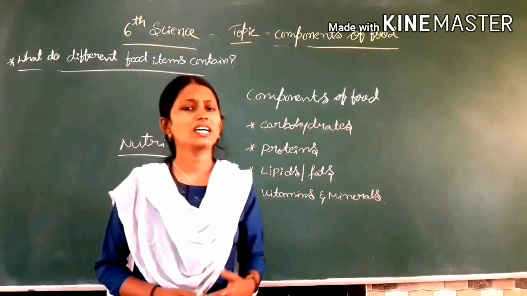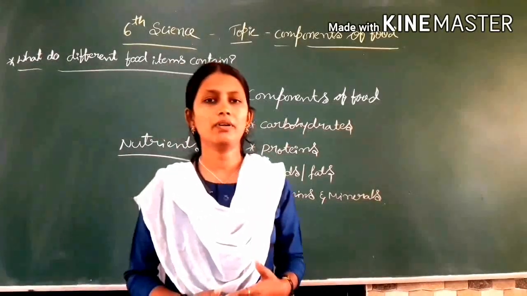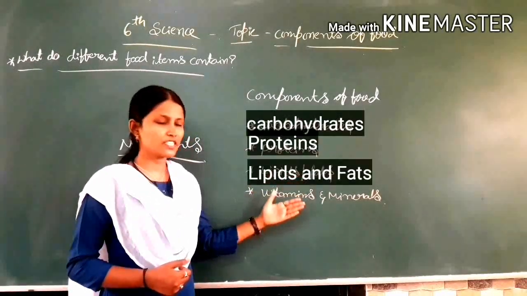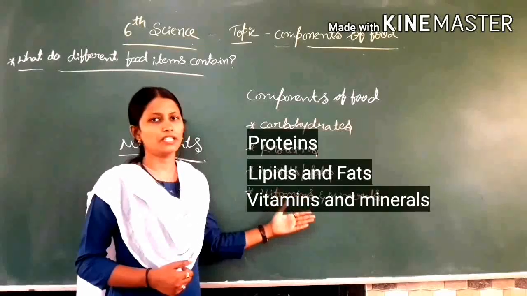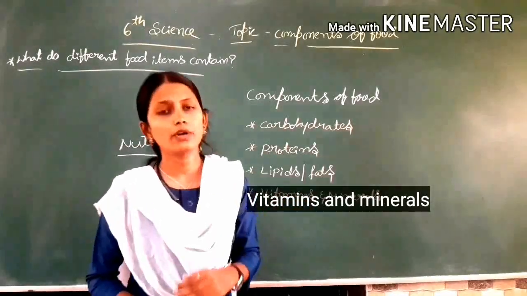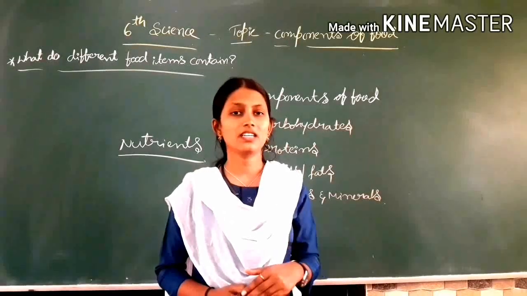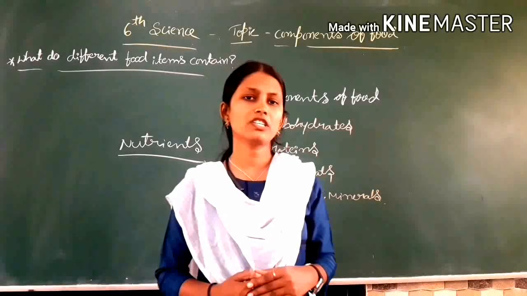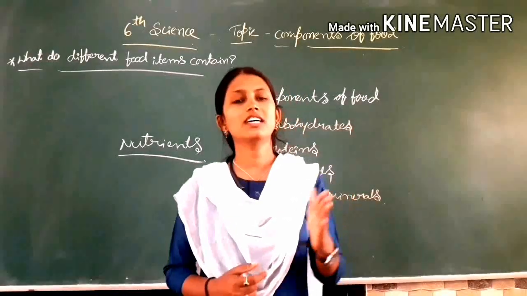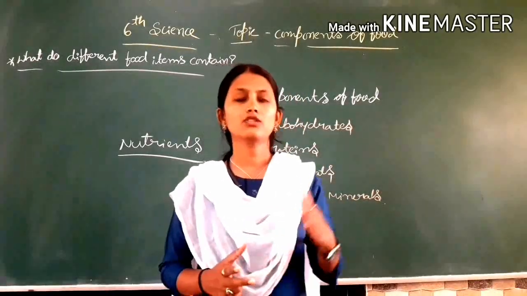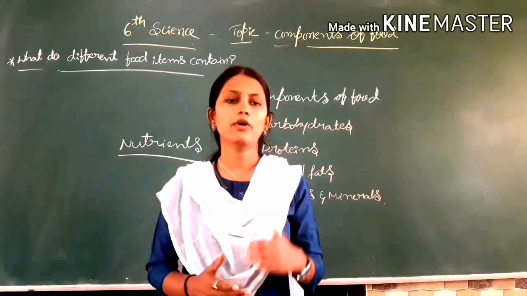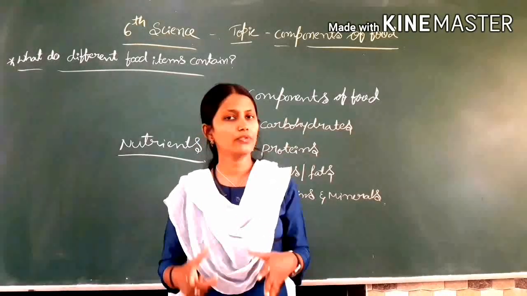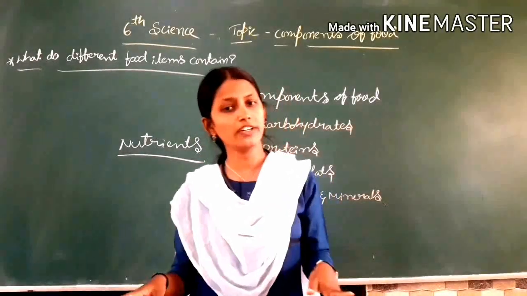Then what are the components of food? The components of food are carbohydrates, proteins, lipids or fats, vitamins and minerals. Including these, our body also needs roughage, which we also call dietary fibers. With that, water is also essential to our body. These are the major nutrients, very essential to our body. Next, do all the food items we eat have all the nutrients?